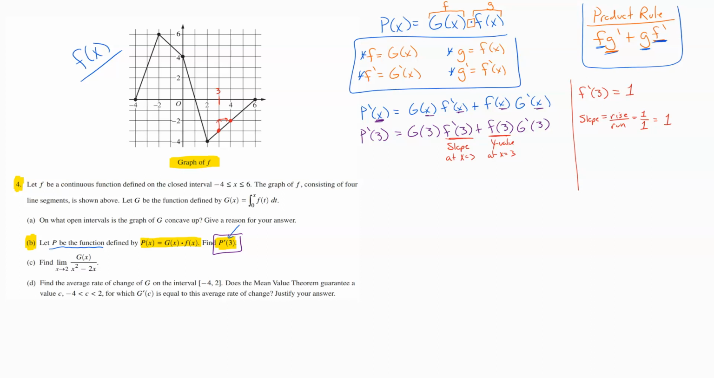Now we're going to come back and do the same thing. Let's take a look at what f of 3 is. f of 3 is now the y value at 3. Well, there's the dot, and so the y value that goes with that is going to be negative 3. So we got two of our pieces that we need to plug into this formula.